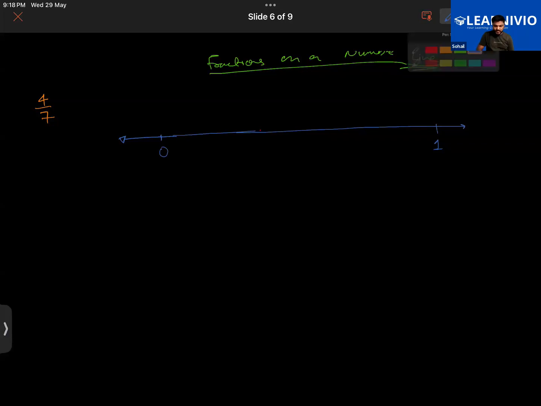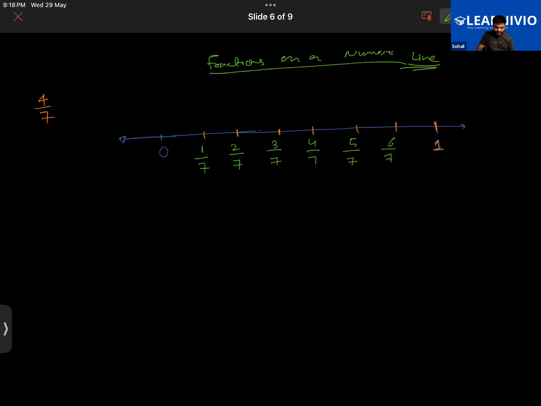So this is going to be like this. 1, 2, 3, 4, 5, 6, or 7 is going to lie on 1. The 7th one is going to lie on 1. So this can be written as 1 upon 7, 2 upon 7, 3 upon 7, 4 upon 7, 5 upon 7, 6 upon 7. And this 1 over here is 7 upon 7.